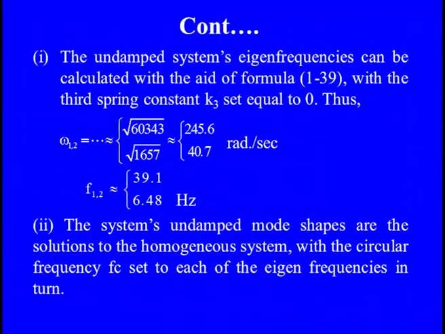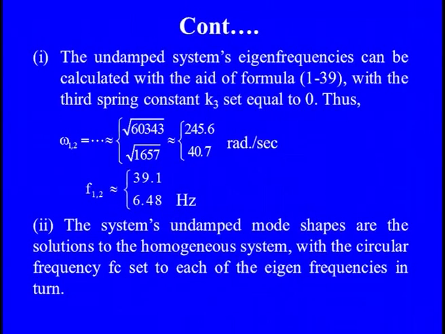So when we are doing these things, we have omega 1,2 equals the square root of 60343 and the square root of 1657, which is nearly equal to 39.1 hertz and 6.48 hertz. That means we have a clear picture that the first natural frequency is 6.48 and the second natural frequency is 39.1.